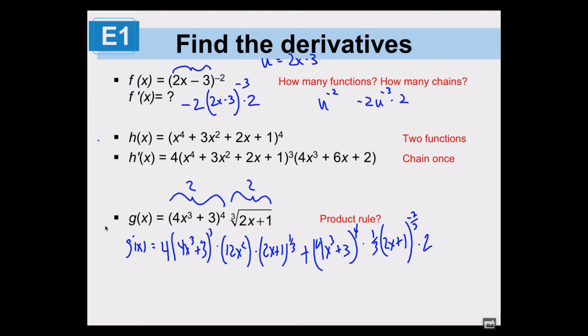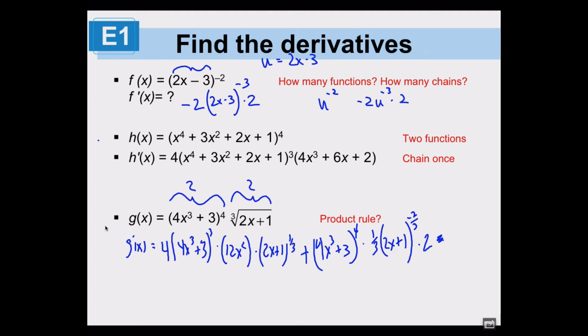Times nothing. Good job. Times 1. Yes, sir. There's a little bit more work to do to simplify, but we don't care right now. That's coming later in the slideshow. So we could simplify that. One thing we're not going to do, seldom if ever, is multiply these monsters out.